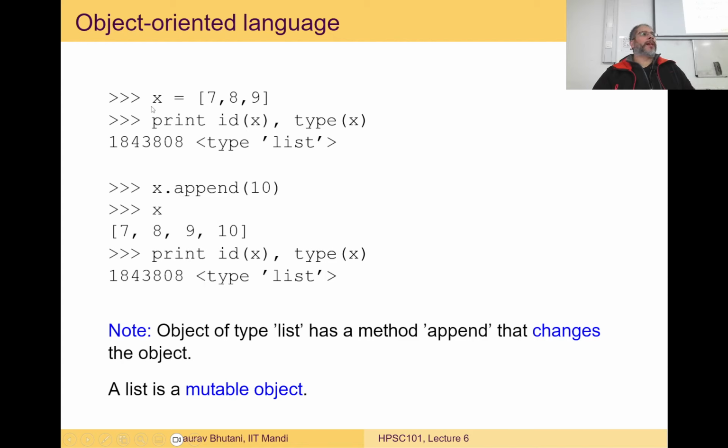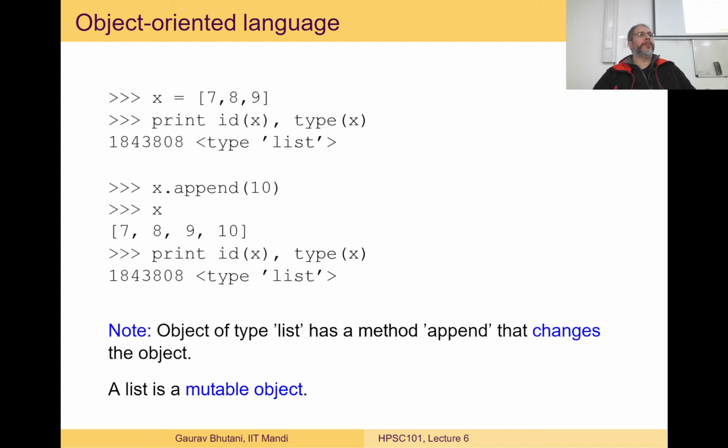Now let's continue from the last line. So what we had said was x equal to 7, 8, 9, and if you print id of x and type of x, you get this id and type. Now if I say x dot append, x is a list here, and the list class provides a function called append, which allows you to append information to the end of the list. So if I say x dot append of 10, 10 being an integer here, then it appends the value 10, and now if you print id of x, you see it's exactly the same as last time.